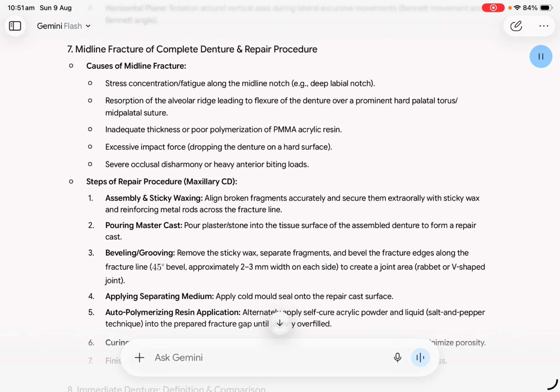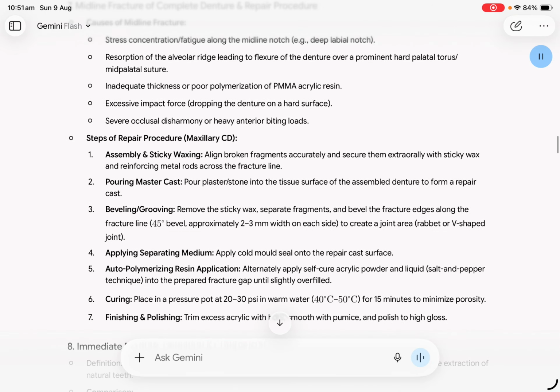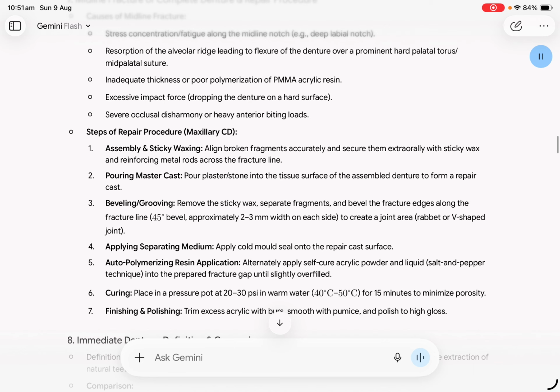1. Assembly and sticky waxing. Align broken fragments accurately and secure them extraorally with sticky wax and reinforcing metal rods across the fracture line. 2. Pouring master cast. Pour plaster/stone into the tissue surface of the assembled denture to form a repair cast.